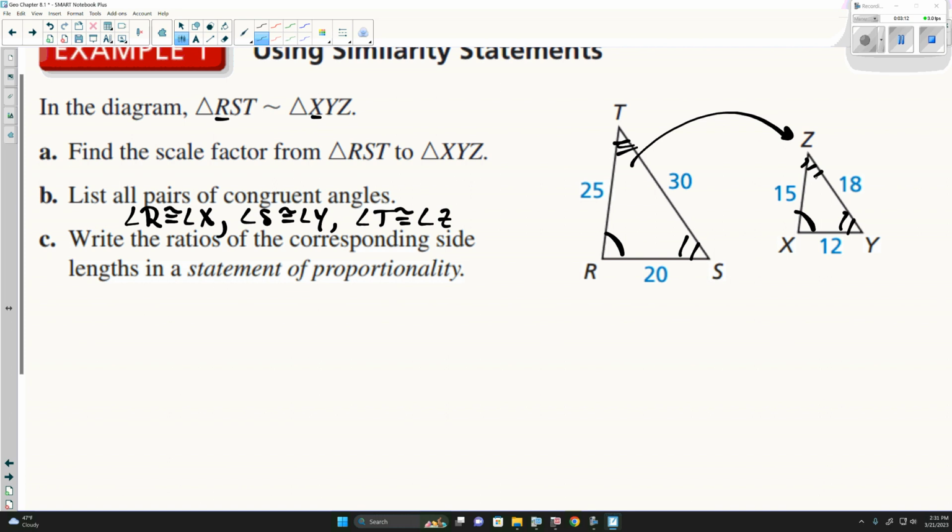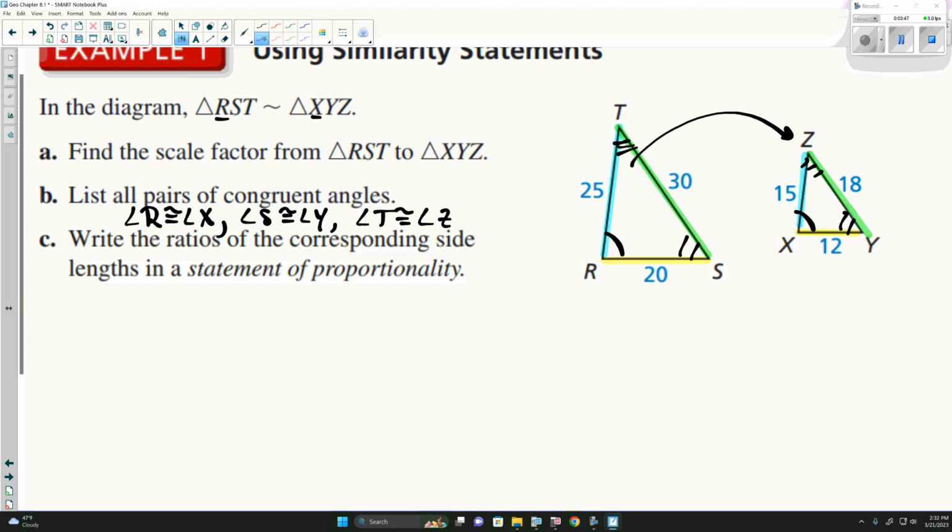Now the corresponding sides are going to match up too. So RS is going to match up to which side? XY. What side is going to match up to ST? ZY. And lastly, TR would match up with ZX. Okay, so we have the sides that match up, and we can see these here, yes?